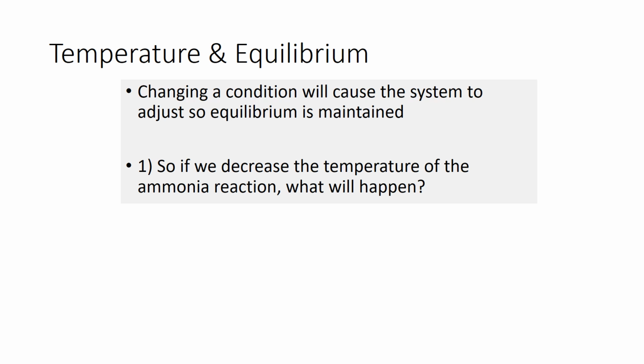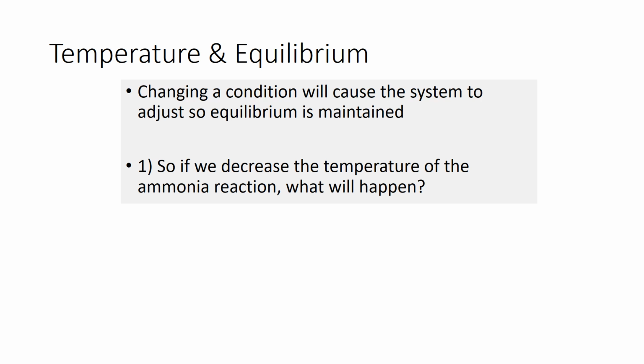Okay, here's a slightly more difficult question though. Changing condition will cause the system to adjust so equilibrium is maintained. If we decrease the temperature of the ammonia reaction from the previous slide, what will happen? Pause the video and answer that. If you forgot from the previous slide which direction's exothermic, which direction's endothermic, pause the video or rewind it. It's about 30 seconds so you can have a look at that diagram. Otherwise, pause the video and answer the question.